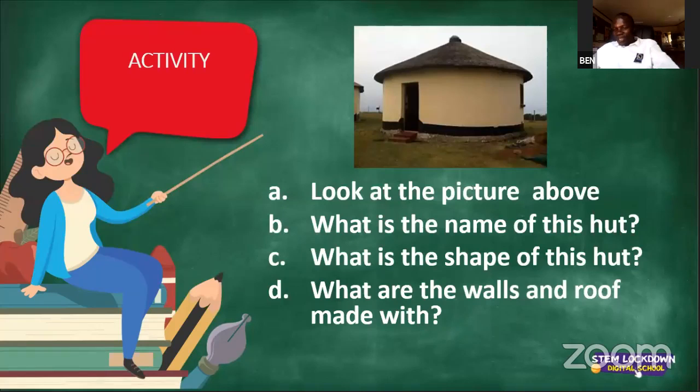All right, let's come to number D. What are the walls and roof made with? Let's start with the walls. The walls are made with mud, correct? Yes, for free. Mud, you get it wherever you go. It's a natural thing, you don't buy it. And then the roof, yes, the roof is made from what?